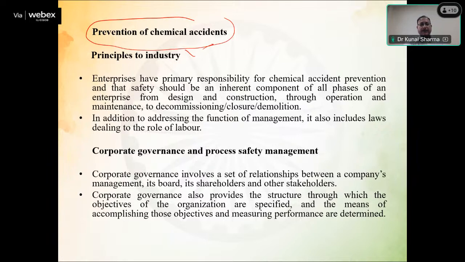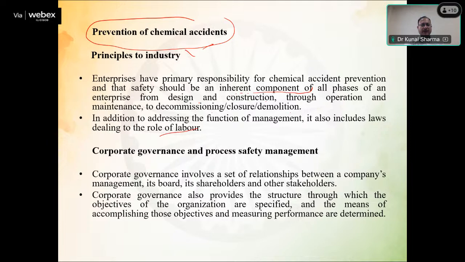Principle for industry: industry has primary responsibility for chemical accident prevention, and safety should be an inherent component of all phases of the enterprise, from design, construction, operation, decommissioning, and closure to demolition. In addition to addressing the functions of management, it also includes law dealing with the role of labor or workers, wherein corporate governance and process safety management apply. Corporate governance involves the relationship between a company's management, its board, shareholders, and stakeholders. Generally, in a country like India, we focus on making big money as much as possible, but it is not like that. Safety is a very inherent part, and we have to focus on that part. If we compromise the safety due to chemicals, it is very tough to cope with the situation.